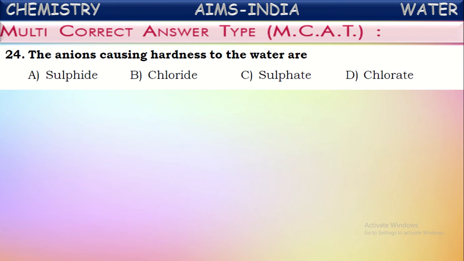The hardness of water is because of certain chemicals. Those are called bicarbonates, sulfates, and the chlorides of calcium and magnesium. By the presence of either of these chemical substances in the water, that water cannot give lather with the soap solution, and hence it is called hard water. So the anions causing the hardness of water are chlorides, sulfates, and bicarbonates. Among those three, chlorides and sulfates are given here. So those two will be the correct answer.